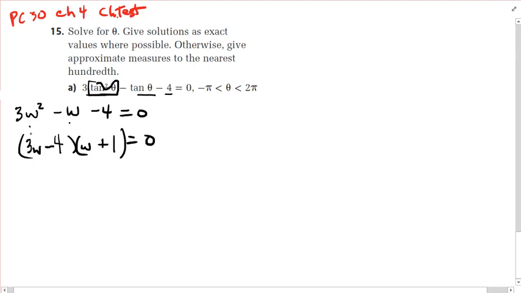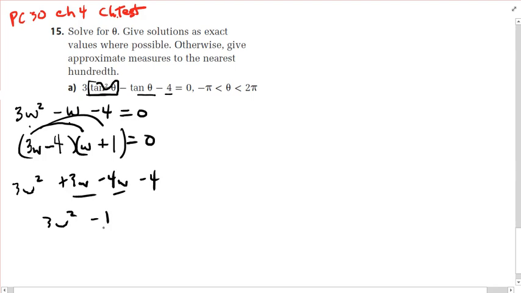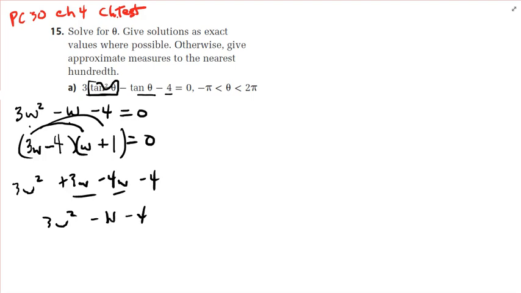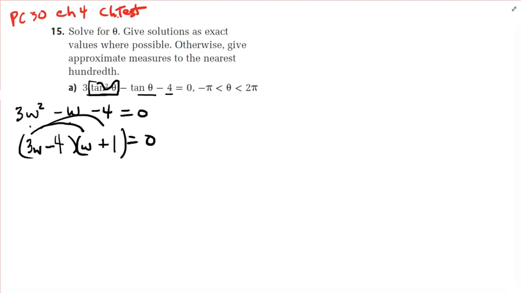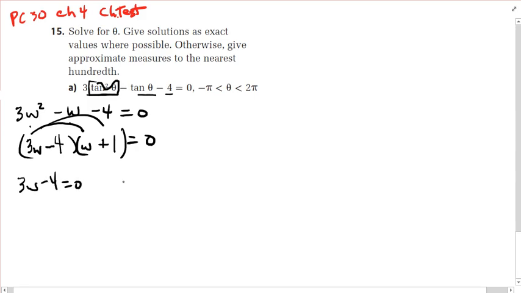We can double check. 3w times w is 3w squared plus 3w minus 4w minus 4. Combine those, you get 3w squared minus w minus 4, and that's of course what we had. So this is factored, and when we get to this point, we use the zero product principle, right? So 3w minus 4 equals 0, and w plus 1 equals 0.